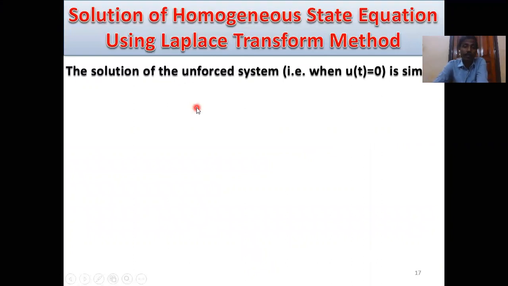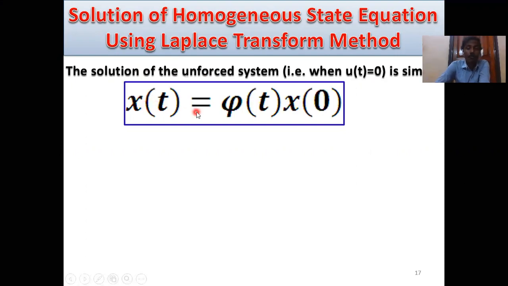Solution of homogeneous state equation using Laplace transform. The solution of a uniform unforced system. This is the unforced system, that means u(t) equals 0. Simplified, x of t equals what? This is the summary: x of t equals phi t into x of 0.